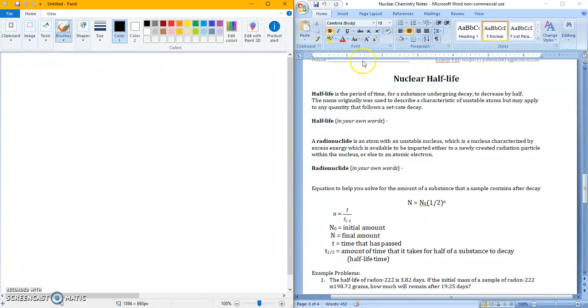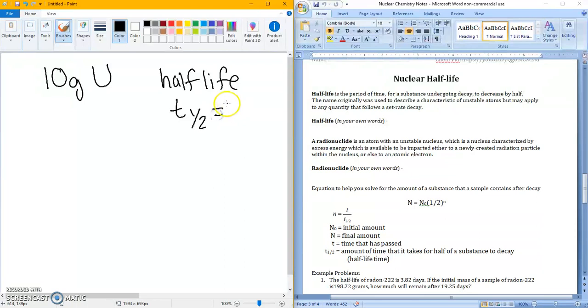Alright, hopefully you did that. So a half-life is the time it takes for half of a radioactive substance to decay. So for instance, if I started off with 10 grams of a radioactive substance like uranium, and uranium's half-life, or T half, is equal to 2 days. I'm not sure about that. I'm just using this as an example.